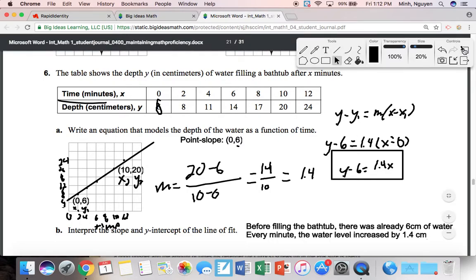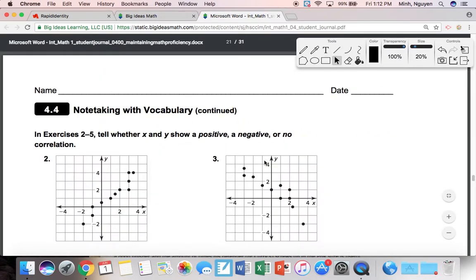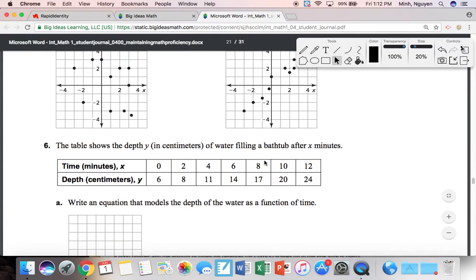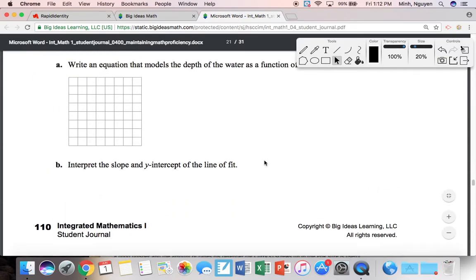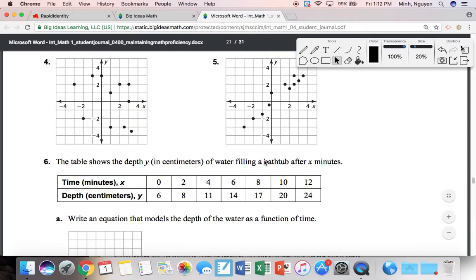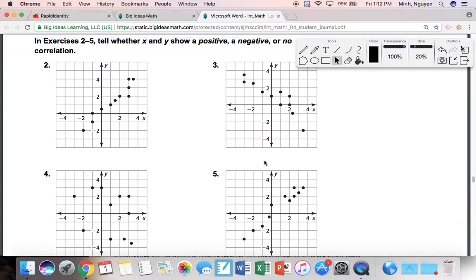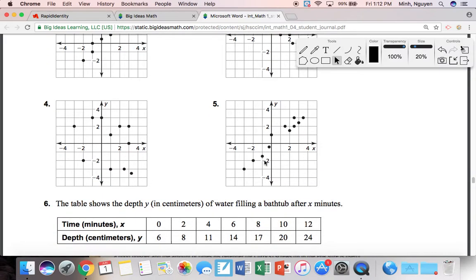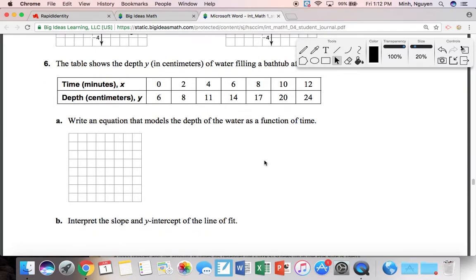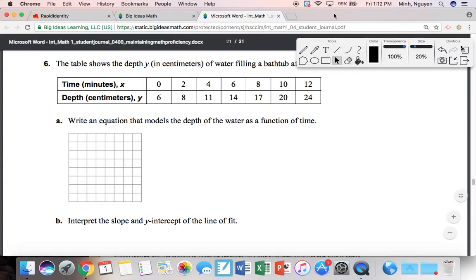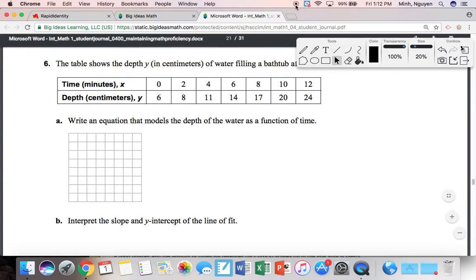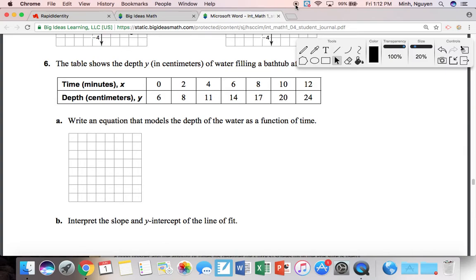Okay. And that's it for section 4.4. So we finished with lines of fit. Hopefully you understood it. Again, it's just very rough. You just have to understand when things are going up, positive, or down, negative, or if they have no relation. Besides that, a line of fit's kind of sketchy. It doesn't have to be too precise. And I think it's mostly a conceptual section of the book that you should understand. But if you have any questions, as usual, ask your teacher or let me know.